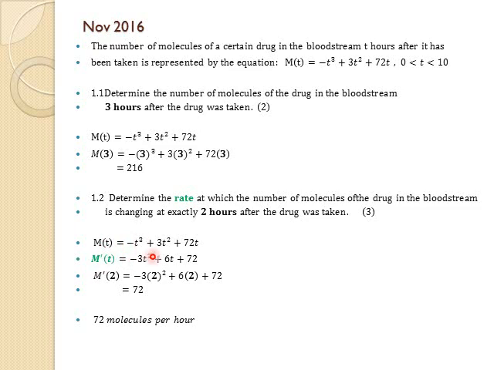3 times negative 1 gives me negative 3, 3 minus 1, 2. 2 times 3 would give me 6. 2 minus 1 becomes 1. 1 times 72 becomes 72, and T falls away.